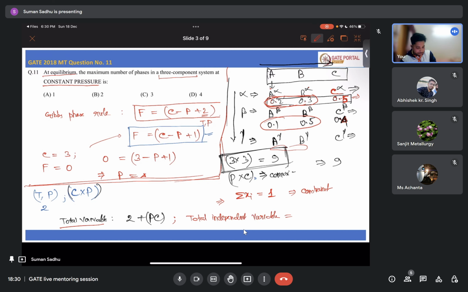independent variable will be 2 plus P into (C minus 1), because if you have P number of phases and C number of components, then you only need to know the composition or mole fraction of only C minus 1 number of components. The last or other component which will be present will automatically be dependent on the mole fraction of the other components, right? Up to this point it is clear.